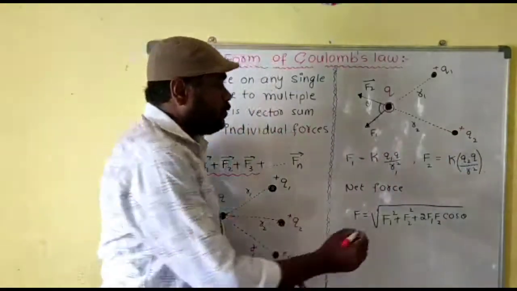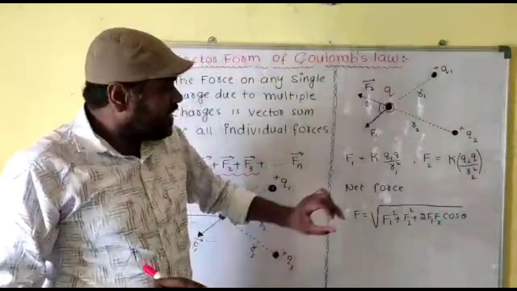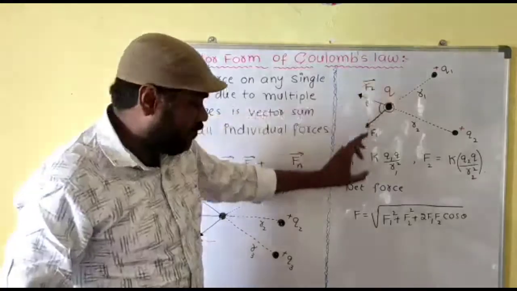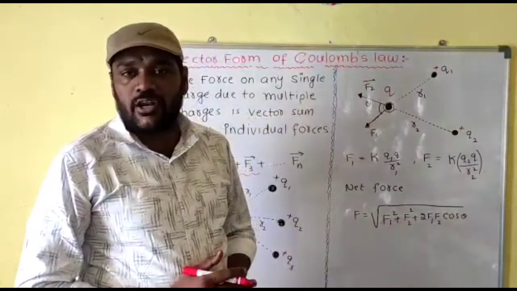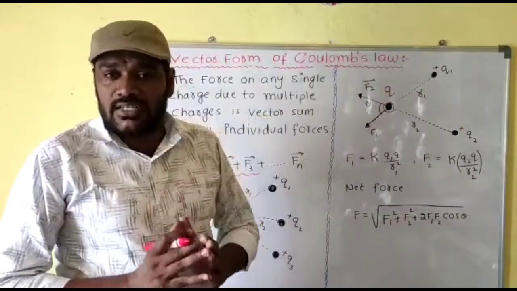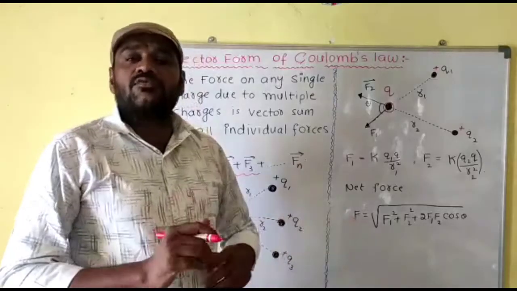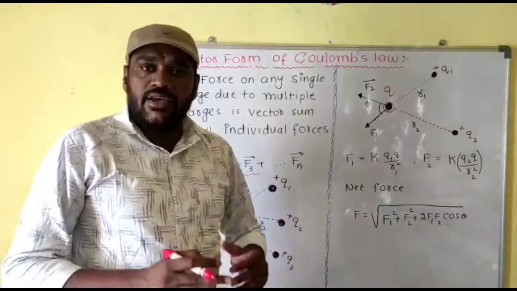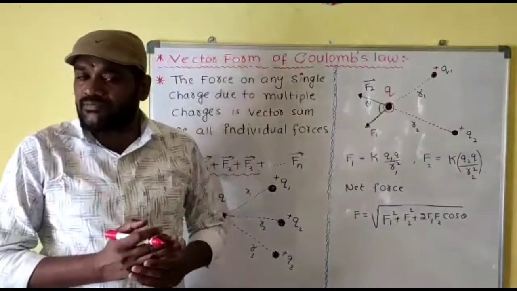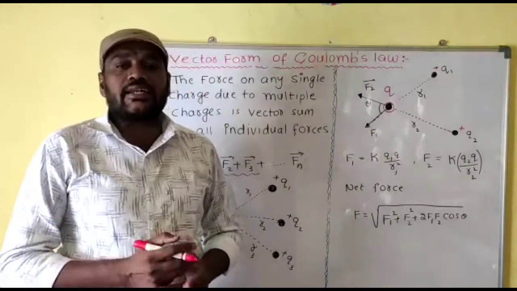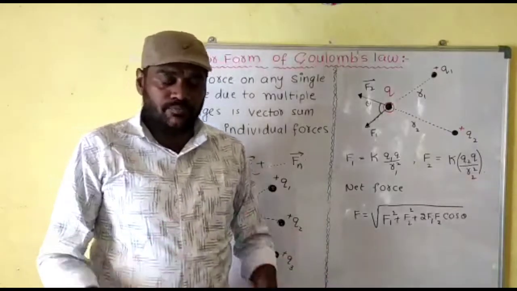Next, the net force. Here you know the angle theta, therefore the net force is F equals under root of F1 square plus F2 square plus 2 F1 F2 cos theta. Why do you have to take it like this? Because force is not a scalar. If it were a scalar, you could simply add F1 plus F2 plus F3, but it is a vector. That's why you have to follow the vector addition rule.